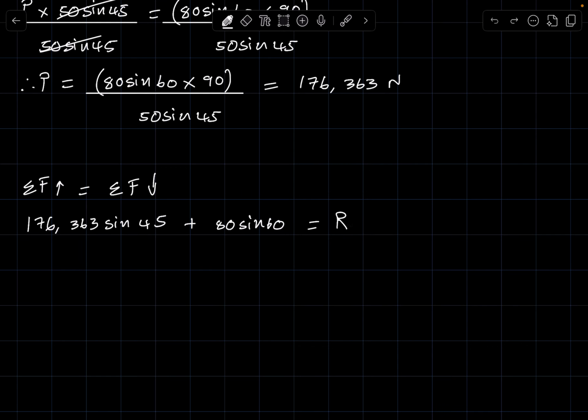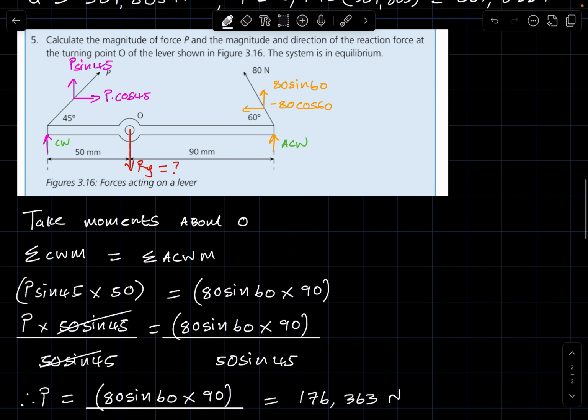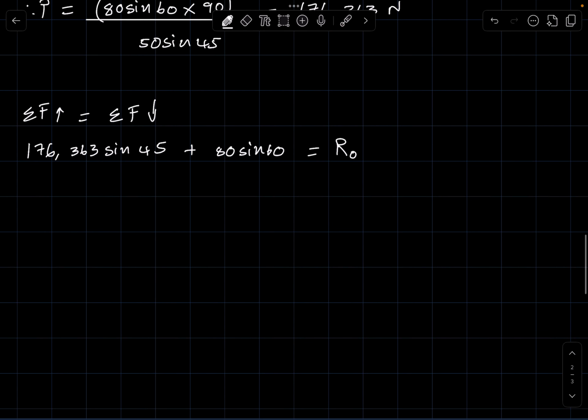Maybe let's call this RO for context, seeing that the point where the reaction force is, is O. So we can call this RO in the y direction. And then of course if you add this up, we get 193,990 newtons, and we have deduced that this is headed south.